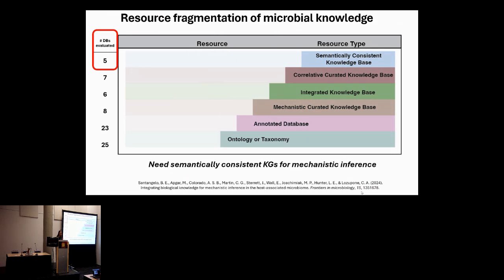These are able to integrate, in a semantically consistent way, these different classes of knowledge, for example, microbes, pathways, reactions, metabolites, and diseases. We need more of these in order to perform this mechanistic inference and understand mechanisms that explain the associations that we know.